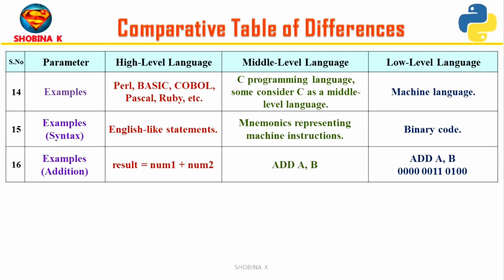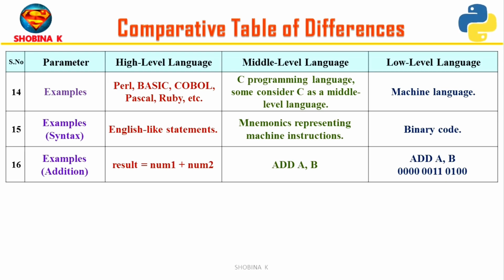And here are some examples of high-level language, which includes Perl, BASIC, COBOL, Pascal, and Ruby. And C is often referred to as a middle-level programming language because it combines the features of both high-level and low-level languages, making it versatile for system programming and application development. And machine language is considered a low-level programming language.